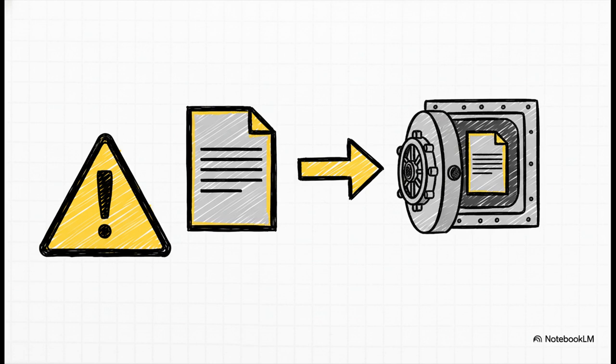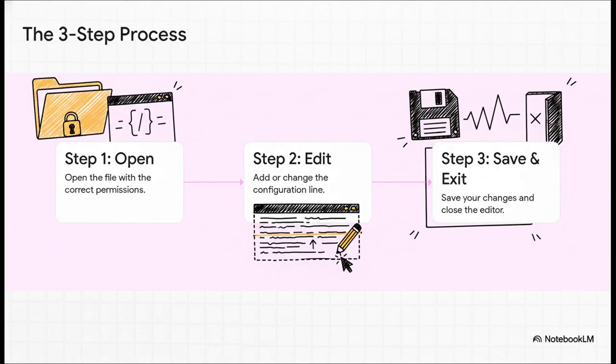cp /etc/hosts /etc/hosts.back. That way, if we mess something up, no big deal, we can just restore our backup. Seriously, don't skip this step. The whole process here is going to be incredibly simple. It's really just 3 steps. Step 1, open the file. Step 2, add our line. And step 3, save and get out of there.